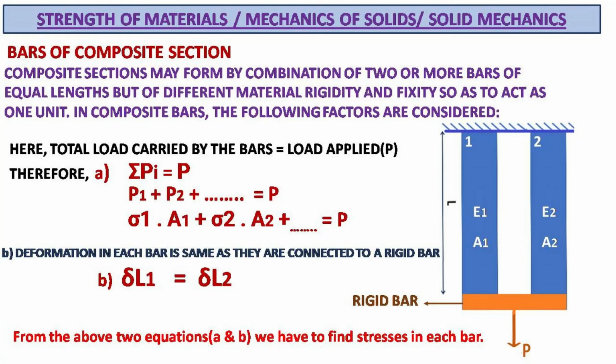And the second equation comes by assuming deformation in both bars is the same. That is, delta L1 equals delta L2. From the above two equations, we can find the required unknowns.